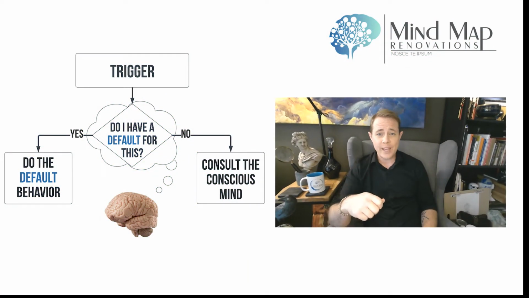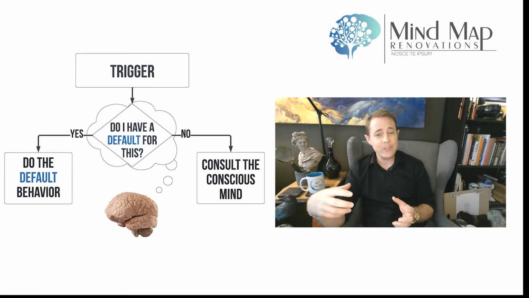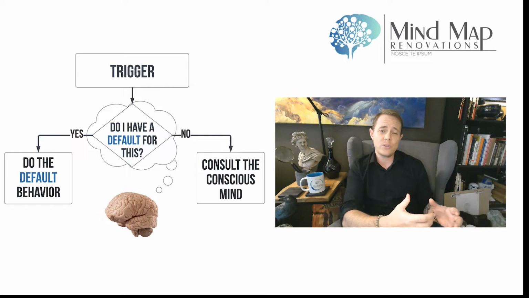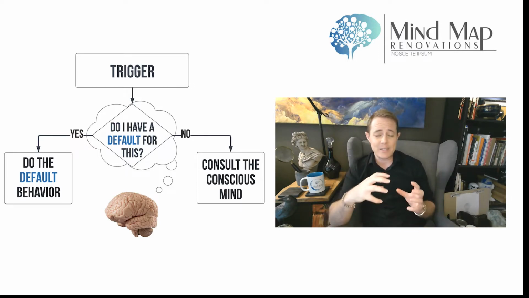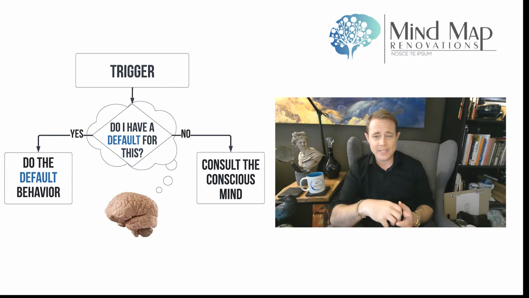A default mode behavior occurs when an external trigger or event prompts your subconscious mind to do an inventory check. Do I have any prior experience with this trigger or event? If it finds something, it's probably going to trigger that default mode response, something that it has tied in the past to events or circumstances similar to the one that you're experiencing, and it's not even going to consult your conscious mind. It's just going to do that behavior because your brain is trying to help you out. It's trying to do things fast and efficient.